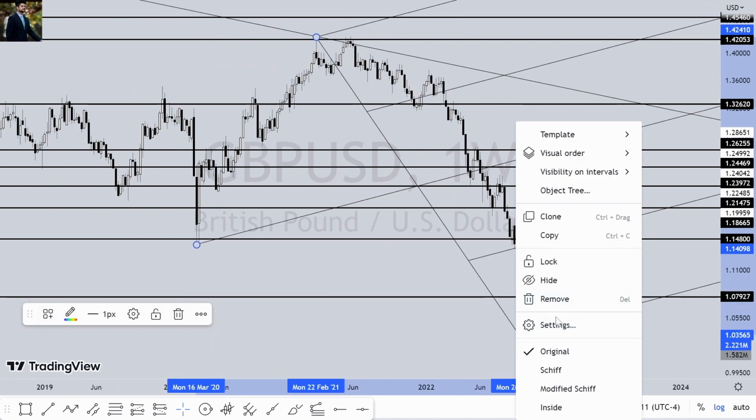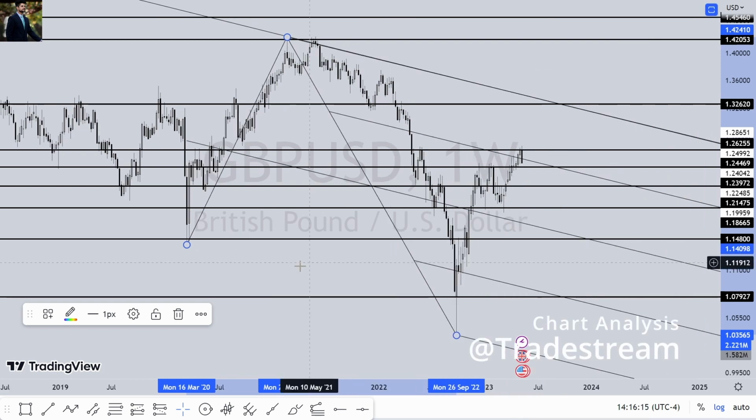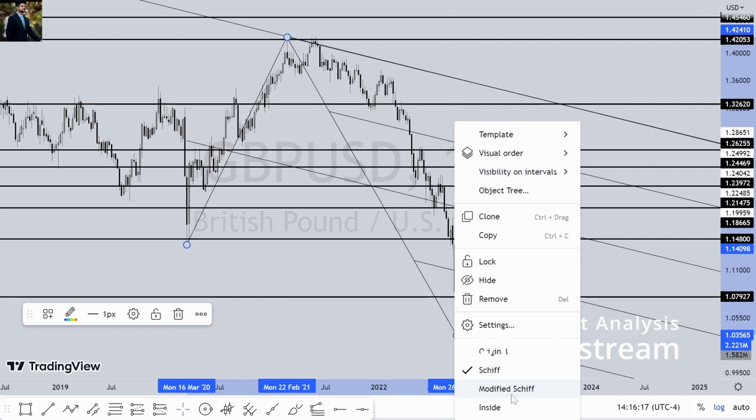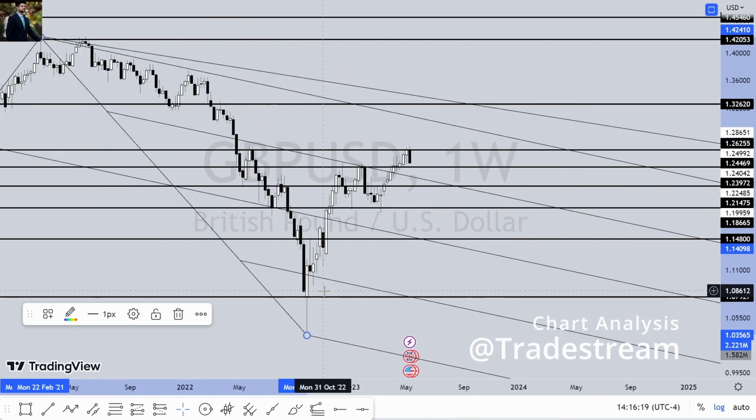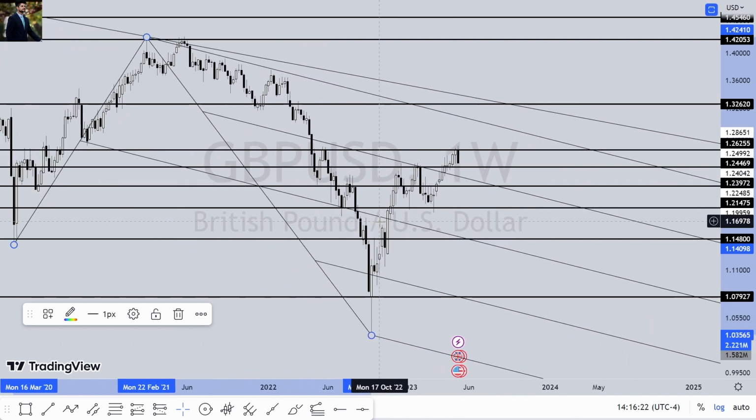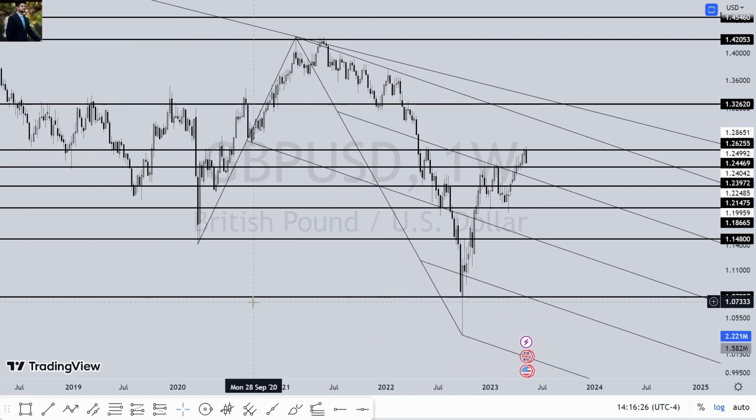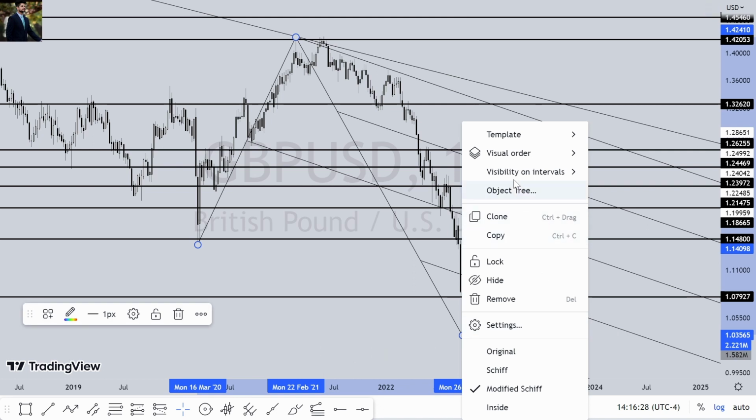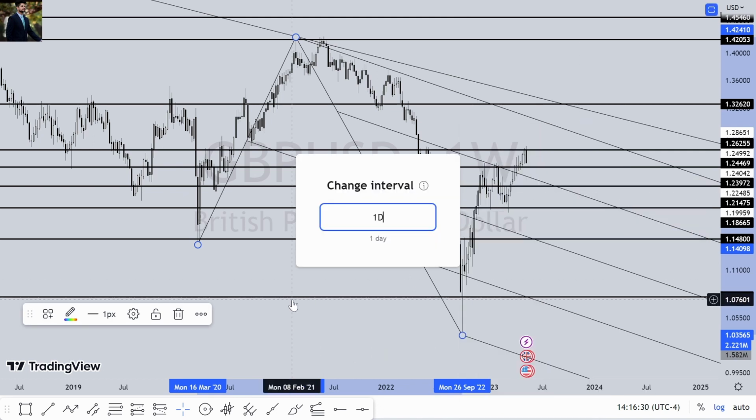We have 4 options in the pitchfork. We can use Schiff, modified Schiff. We'll try to see which one applies here. I think modified applies here. So yeah, we'll use this one then. Let's move to the daily.